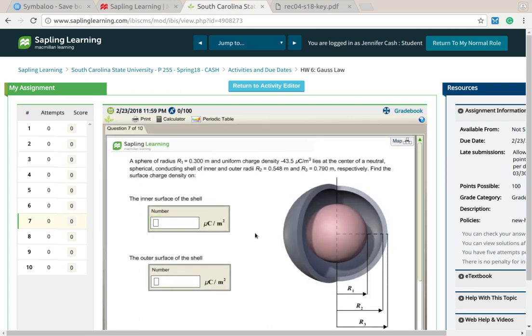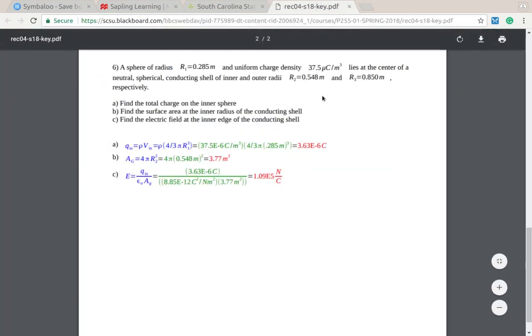Now, there's some other problems in here, but I'm going to jump down here real quick to problem number seven, because we did part of this in recitation, but we didn't actually get as far as what the problem was asking about. So here we've got our sphere of radius R1, and it's got charge all over it. And then we've got a neutral conducting shell that goes around it that has an inner radius and an outer radius. And that's like problem number six we did in the recitation.